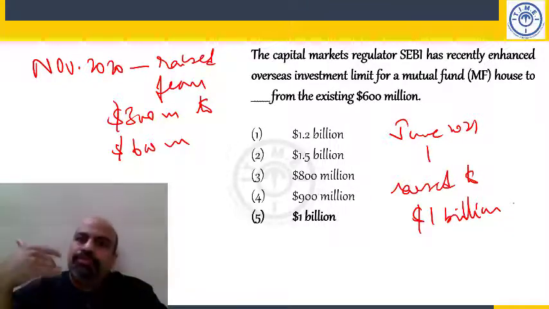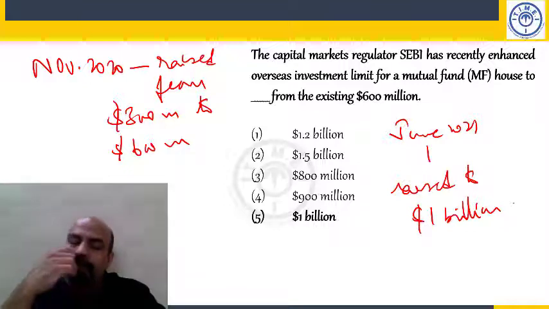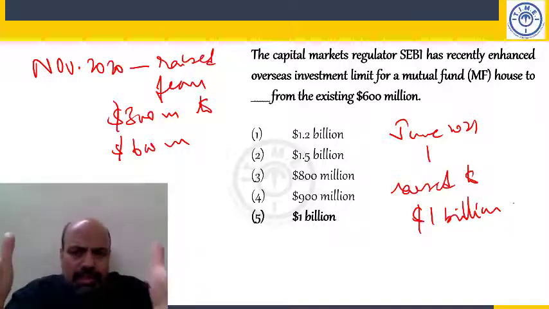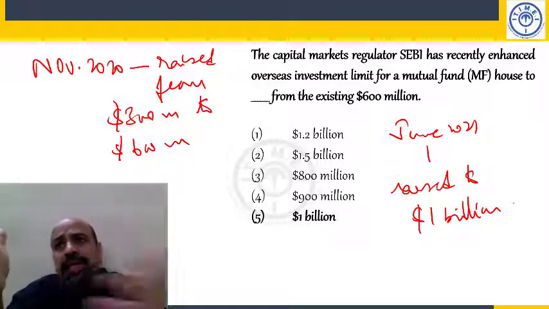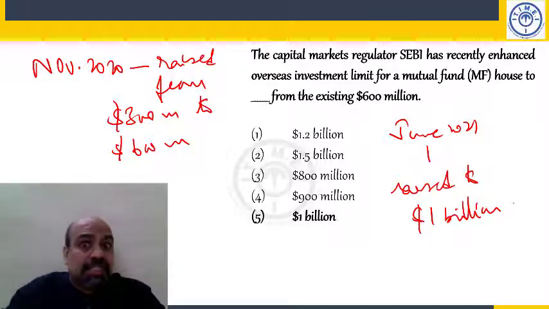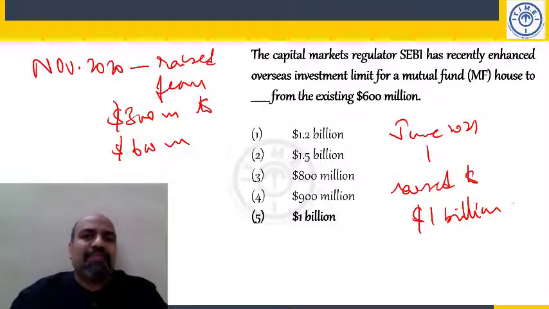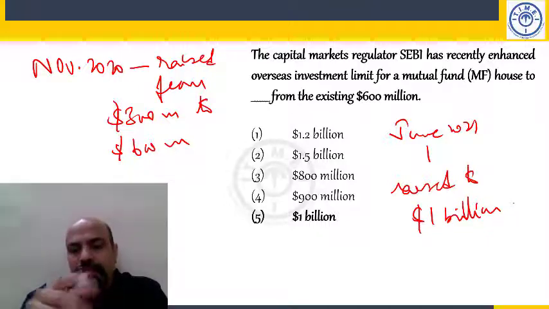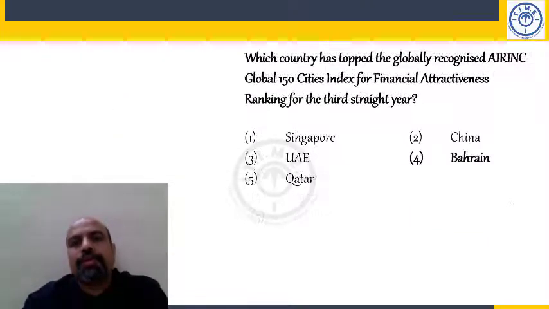You look at Apple. If a mutual fund wants to buy shares of Apple, they can. A lot of Indians are these days buying shares of foreign companies like Tesla, Amazon, Microsoft. That is happening through mutual funds or some private companies that provide that platform. So they can invest more now.